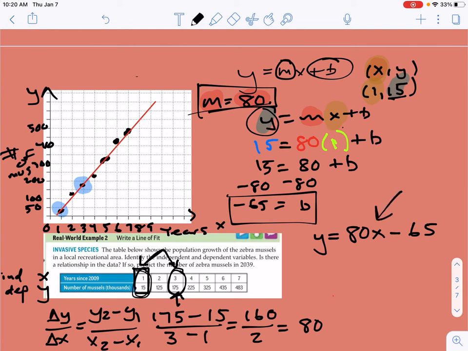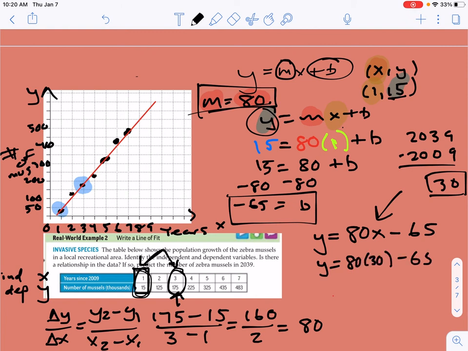And I can substitute any value in I want for x to predict my y value. So remember, x is the number of years after 2009. And so the number they want us to do is 2039. So if I went 2039 and it's the years after 2009, you would just basically subtract this, and then you would get 30. So it's 30 years after 2009. Most of you can do this in your head. But in case you can't, you're going to go y is equal to 80 times 30 minus 65. Well, 8 times 3 is 24, and then you get your 2 zeros and subtract your 65.